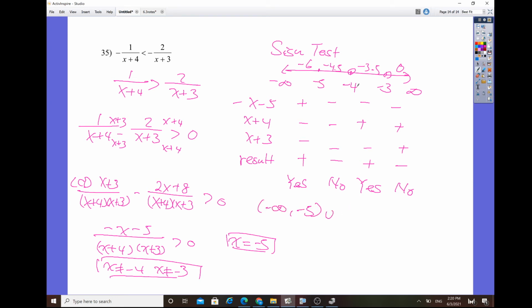Union, what else? Negative 4 to negative 3. And make sure that negative 5 is included, because that's a possible 0. But negative 4 and negative 3 are not included, because those are undefined situations.